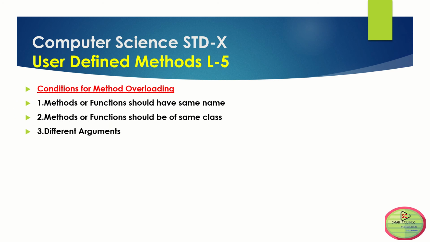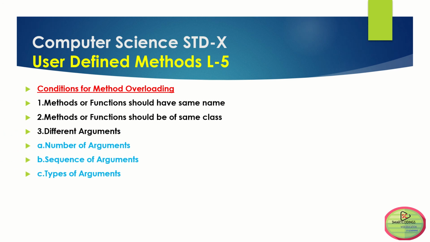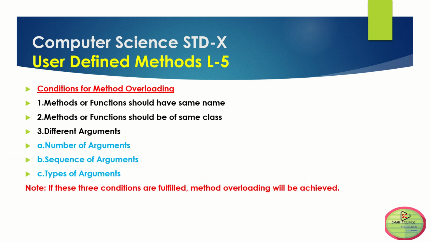Third, different arguments. In this, we have three parts: number of arguments, sequence of arguments, and types of arguments. We'll be covering this with an example now. Notice that if these three conditions are fulfilled, method overloading will be achieved. Hence, polymorphism will be achieved.